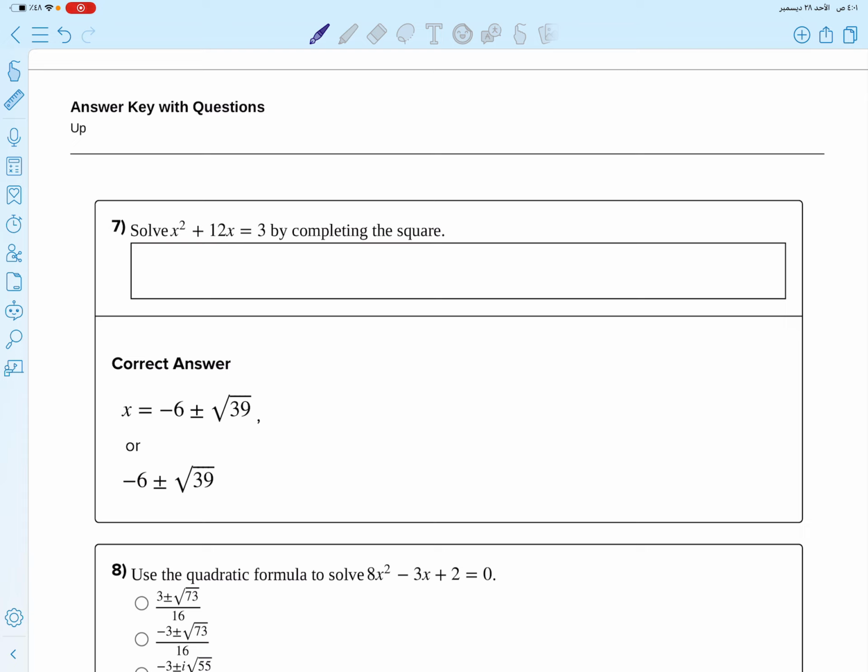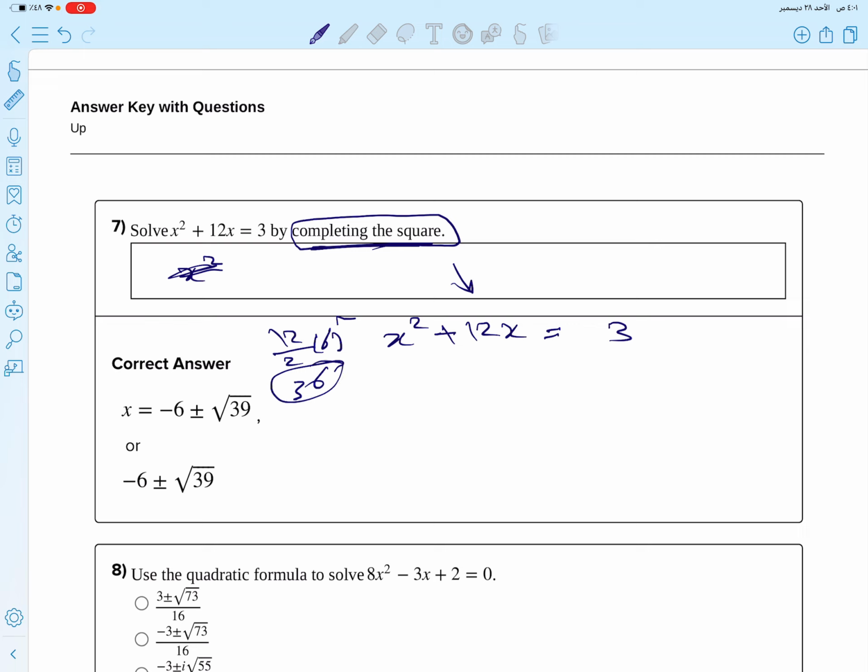By completing the square. Look, by completing the square. So x squared plus 12x equals 3. Always, if I want to complete the square, I need to make this a perfect square. So the coefficient of x, 12, divided by 2 is going to be 6. 6 squared is 36. I need 36 on both sides.